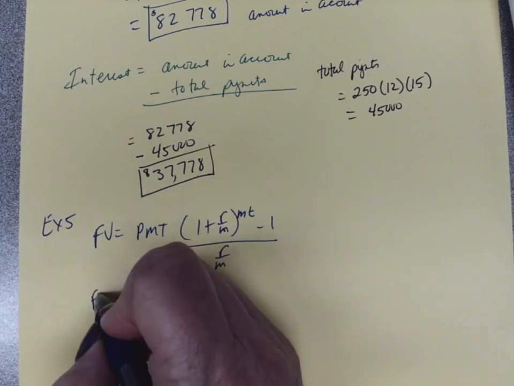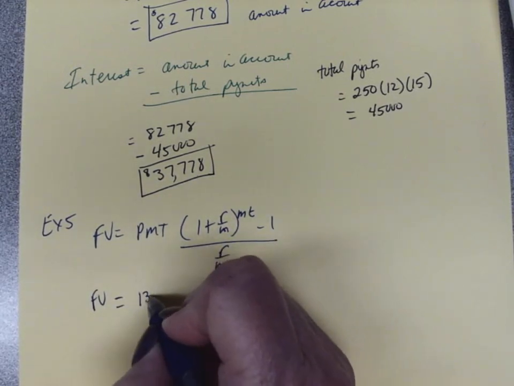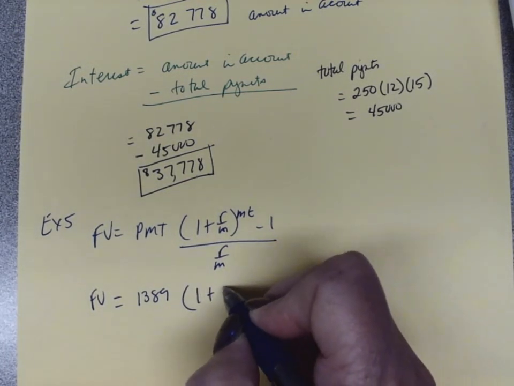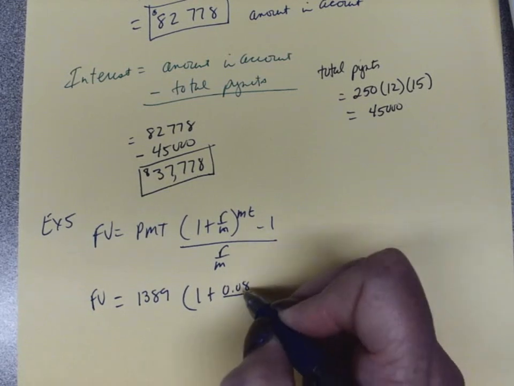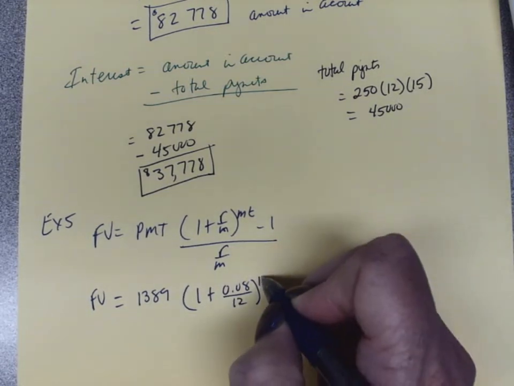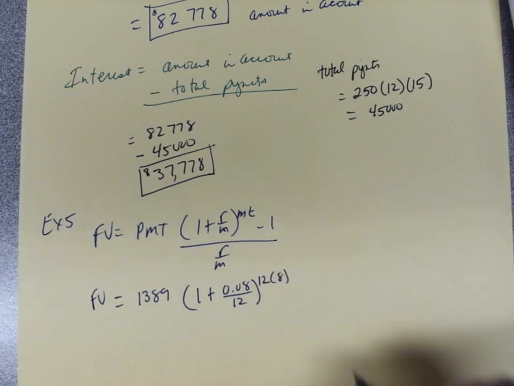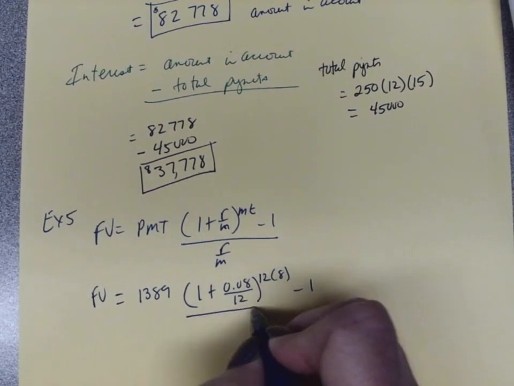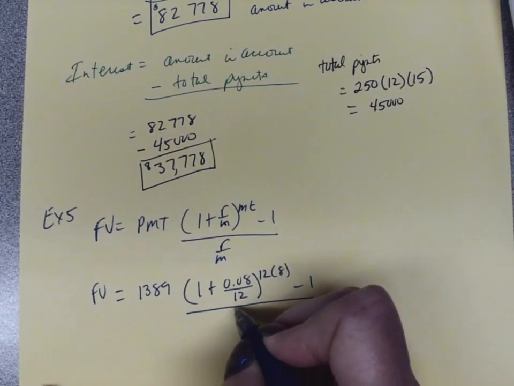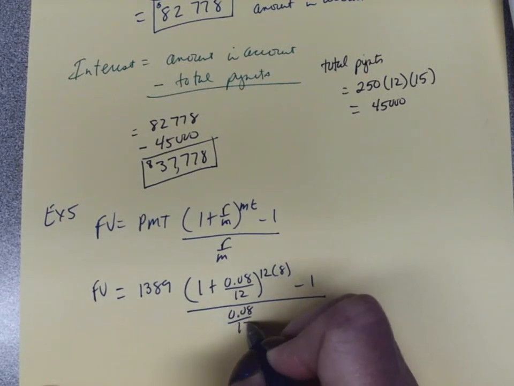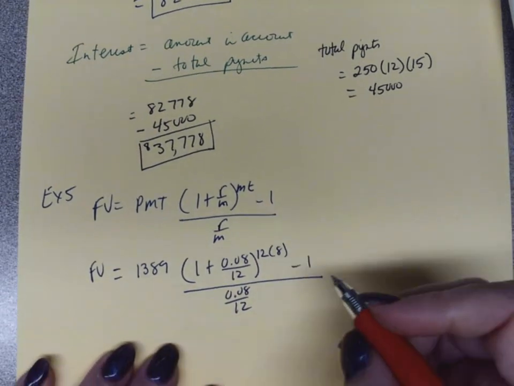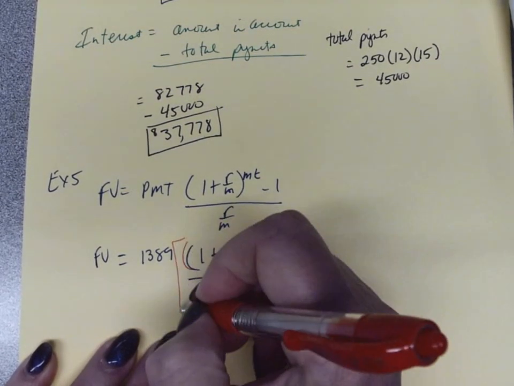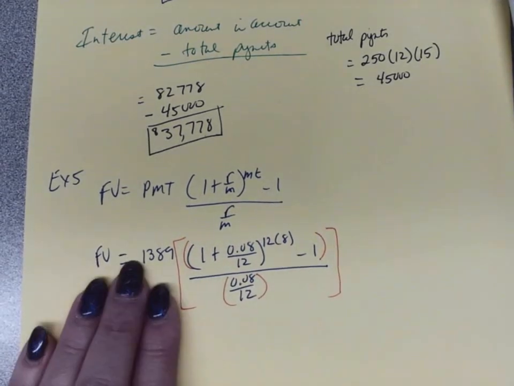All right, so our future value will be equal to our payment of $1,389 times 1 plus our interest rate was 8%, 0.08, compounded monthly, which is 12, raised to the 12 times 8 years. And then minus 1 divided by our R over our M, so 0.08 divided by 12. I'm going to go back and put in my extra parentheses. I have the whole top divided by the whole bottom, and then that will be all multiplied by our payment.